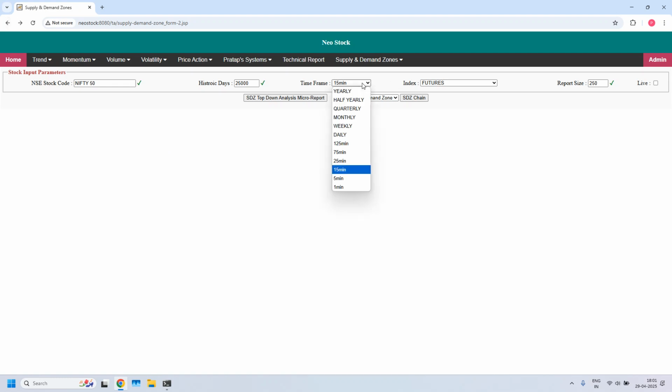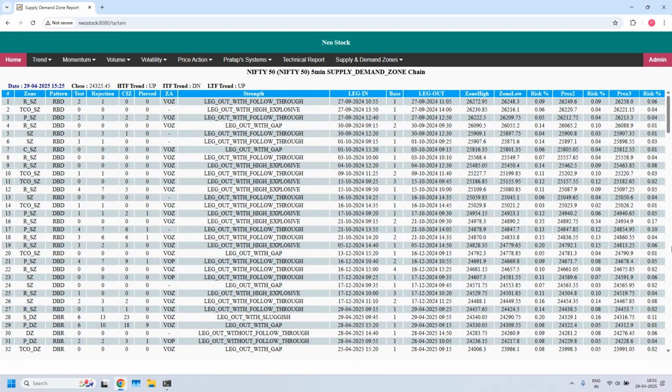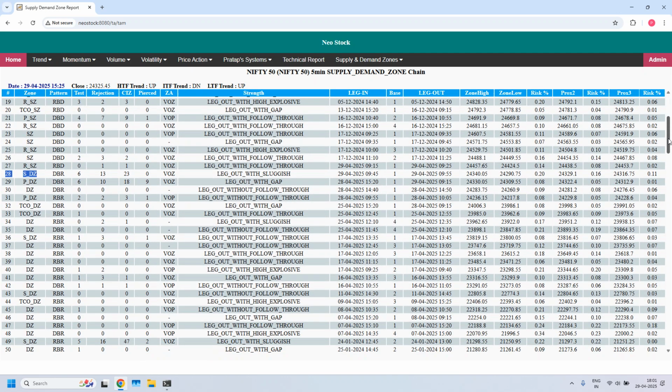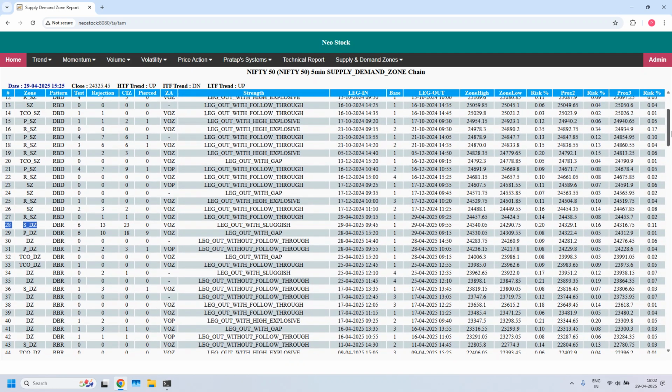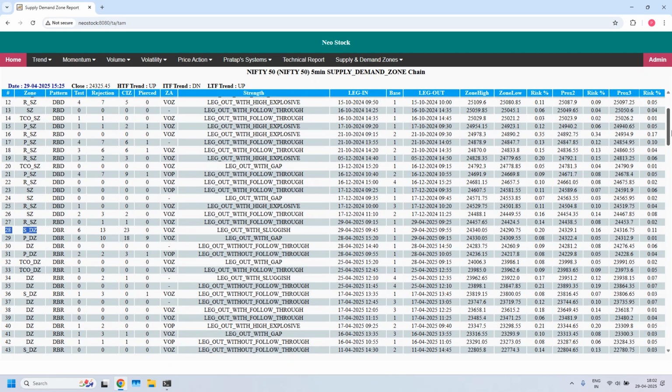Next, generating 5 minutes supply demand zone chain for NIFTY. Serial number 29 is the nearest demand zone to the current closing price. Let me put this in the middle of the screen. Okay, this is about NIFTY supply demand zone chain.